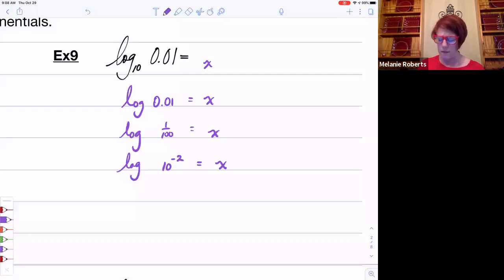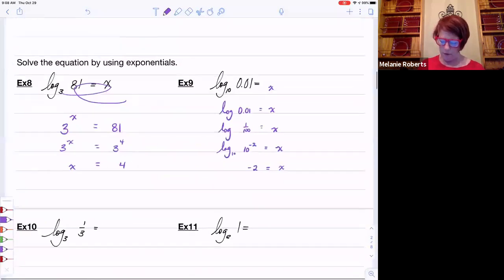Well, now all of a sudden, notice that my bases are alike. And so when my bases are alike, the powers and the logarithms undo each other. So my x then is just equal to -2. And a lot of this, folks, can be done mentally. It doesn't necessarily have to be written down. I just wanted to show you what my brain was doing there.